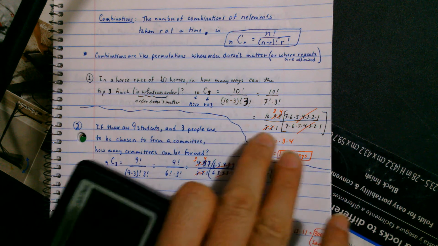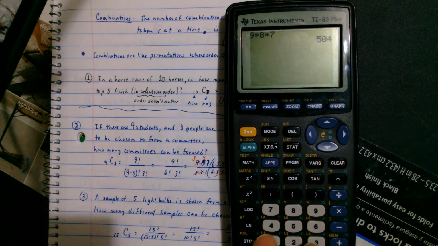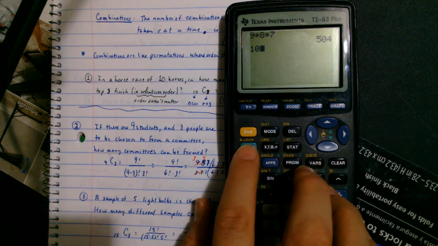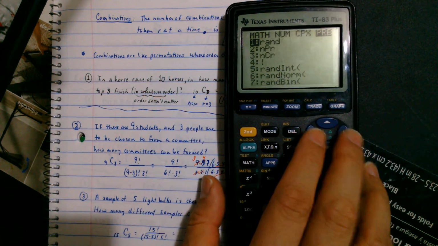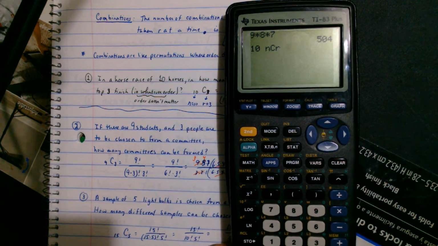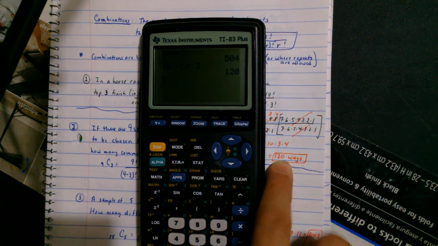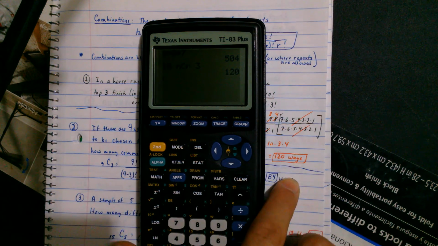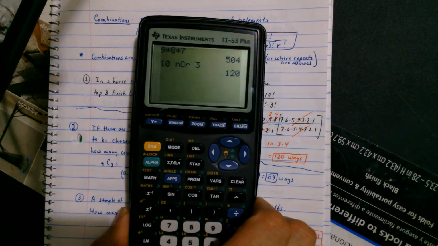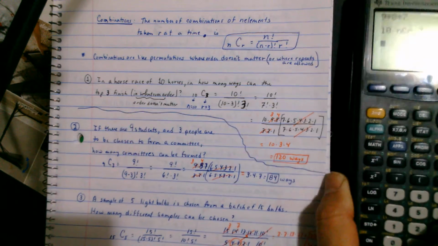If that seems like a lot of work for you, on the calculator, 10, math, prob, nCr, 3. Okay? I like to work it by hand. That's just me. I like to cancel, but it's built in your calculator. That's why they charge you a lot of money for it.